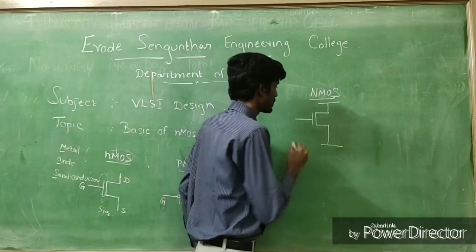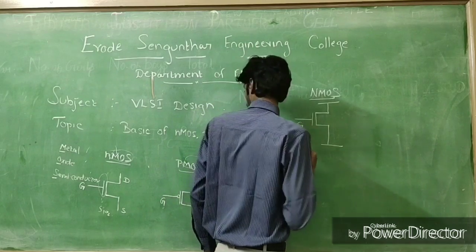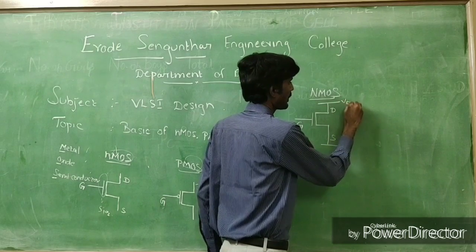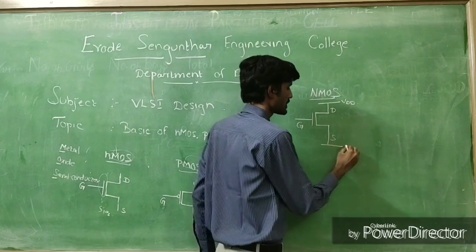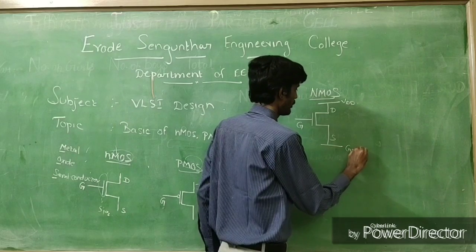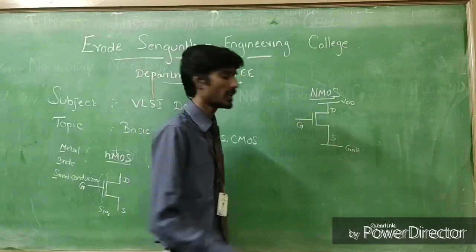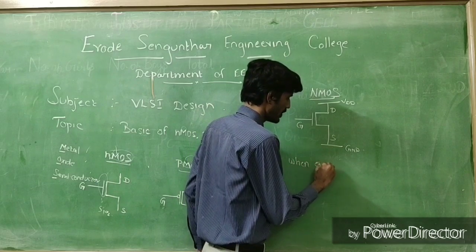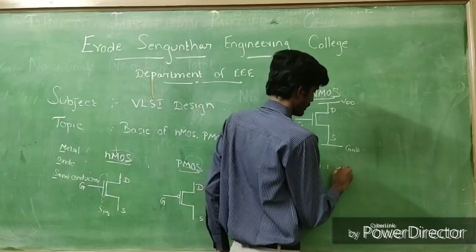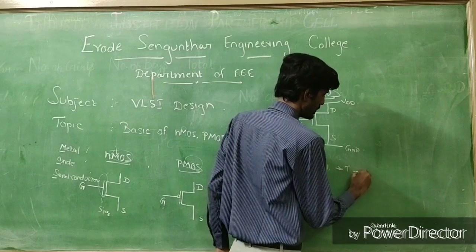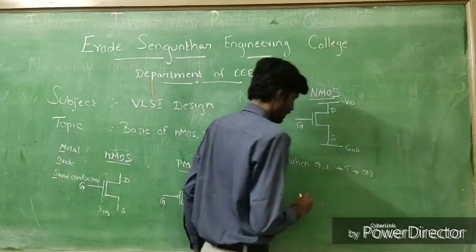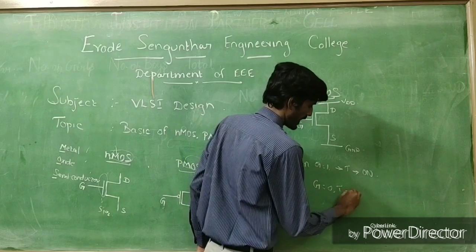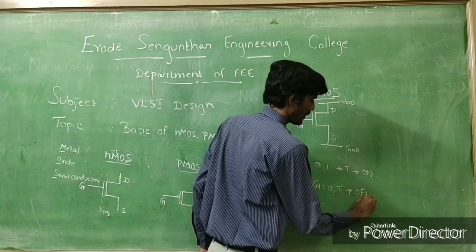So this is the NMOS diagram. A gate is here, and source and drain. Drain is connected to the supply line, normally called VDD, and source is connected to the ground terminal. When we give a signal to the gate, that means when gate G equal to 1, the transistor response is on. When gate G equal to 0, the transistor response is off.